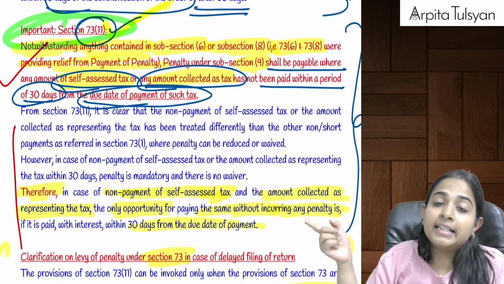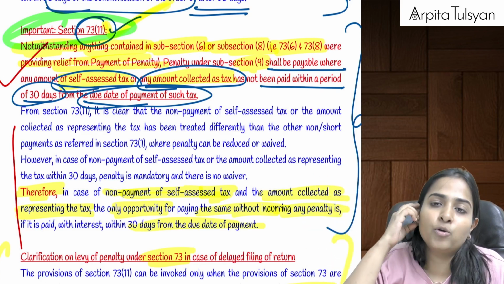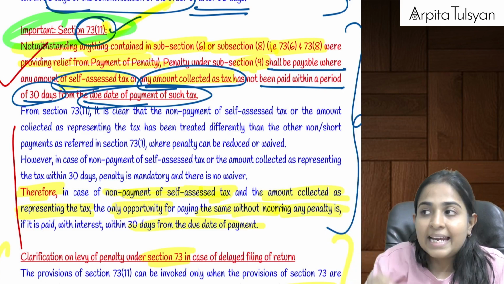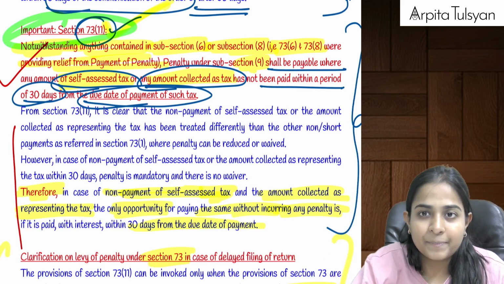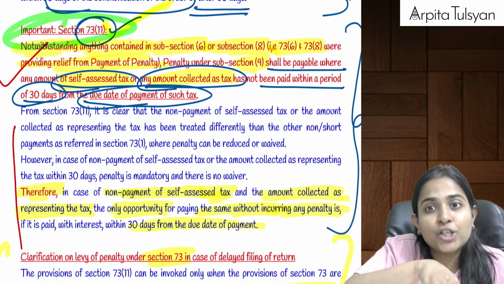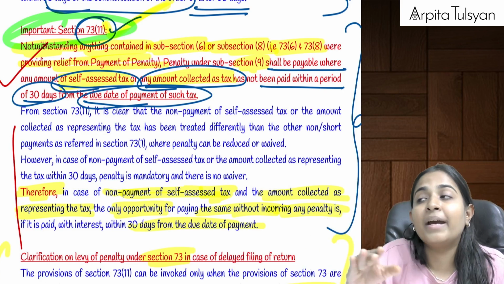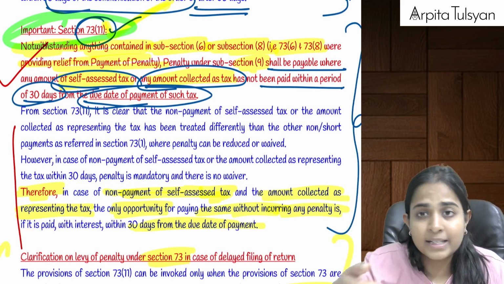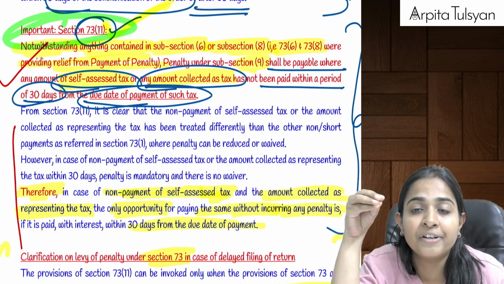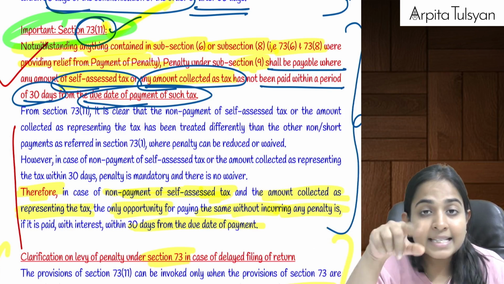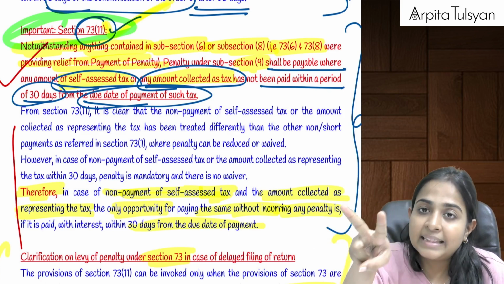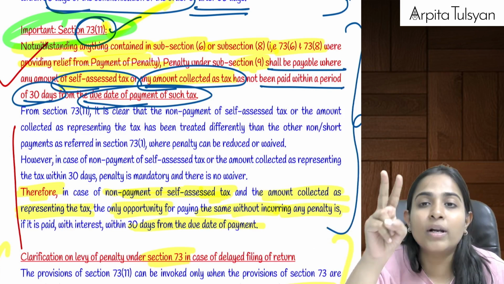Within 30 days of due date, if you have not paid it to the government, then later on you will not get any relief from the penalty. Even if you pay before issue of show cause notice or within 30 days from issue of show cause notice. Remember, just now we studied that we got benefit if we paid before issue of show cause notice or within 30 days of show cause notice, 0% penalty was applicable. But in these two cases, there will be no relief from penalty.